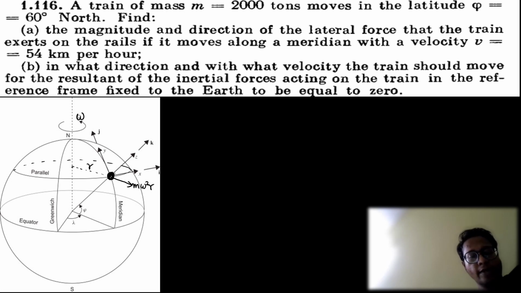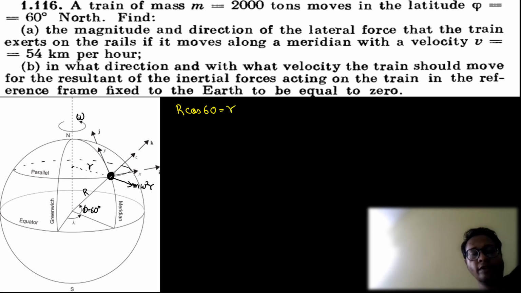See, if I know this angle phi, or latitude angle, to be 60 degrees, can I say the radius of the sphere R into cos 60 is nothing but small r? Why? Because if this is 60, this much angle is 30, this much angle is 90, and this much angle is again 60. So R cos 60 is equal to small r.